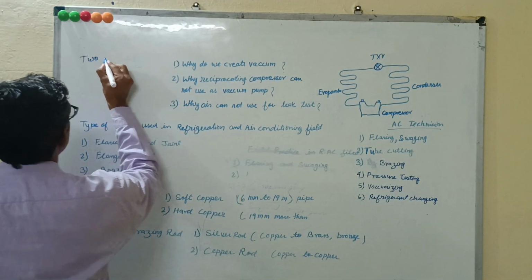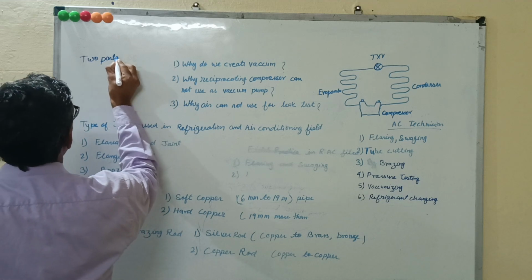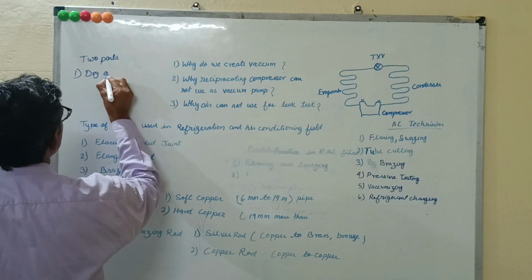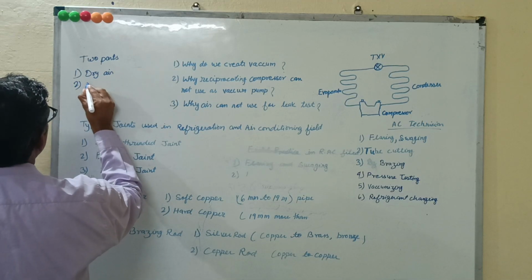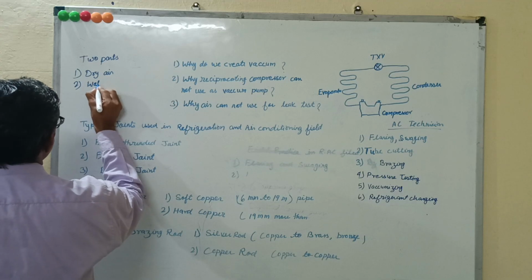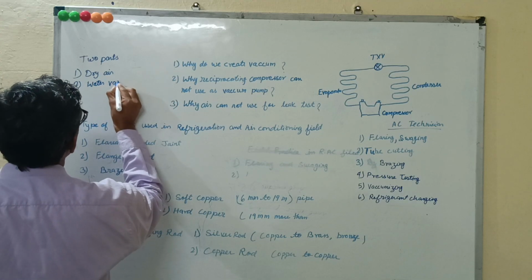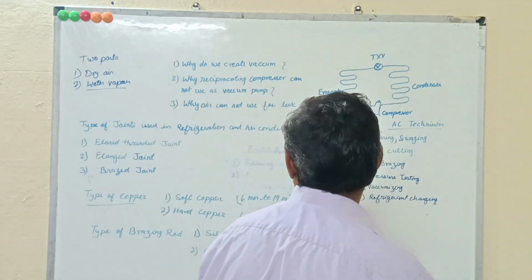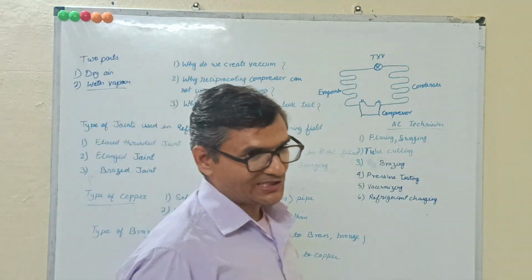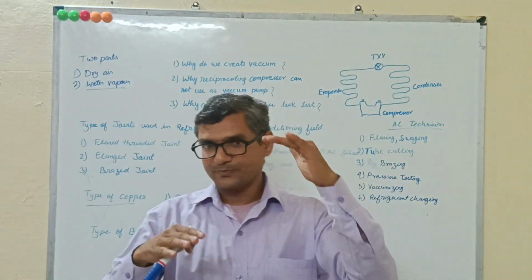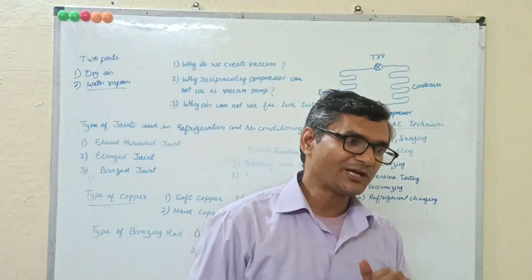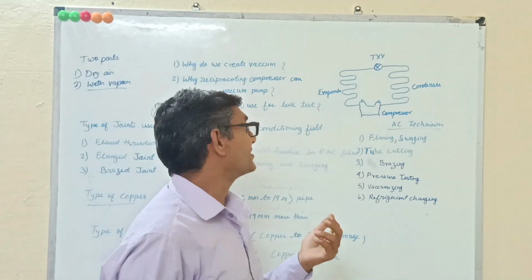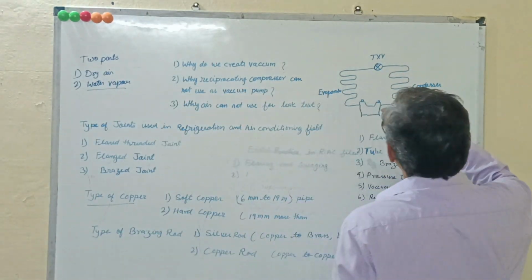Two parts. One is dry air, which I explained in the previous video. The second part is water vapor. Dry air we cannot change phase. But water vapor, if it cools, converts into liquid water, and if it heats, it converts into vapor, moisture. So suppose air is here inside.